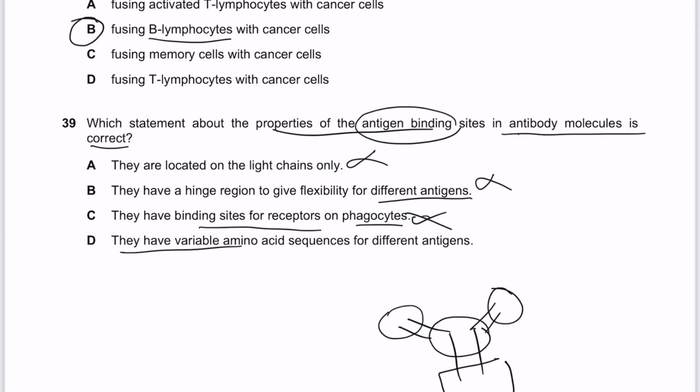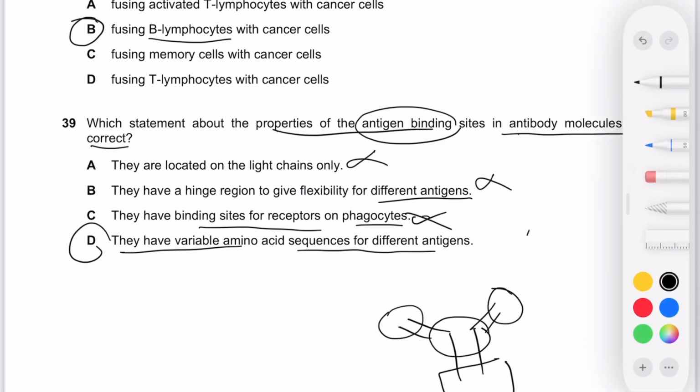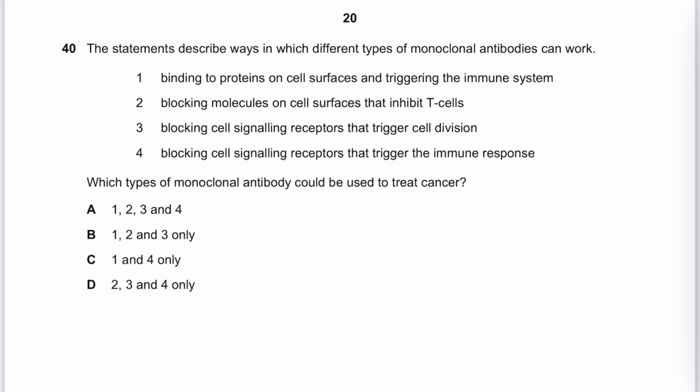Now they have a variable amino acid sequence for different antigens, exactly, because they have different protein structures, hence they have different secondary, tertiary and quaternary protein structures, and that's why they are variable regions and variable amino acids and variable everything. Okay, last question.